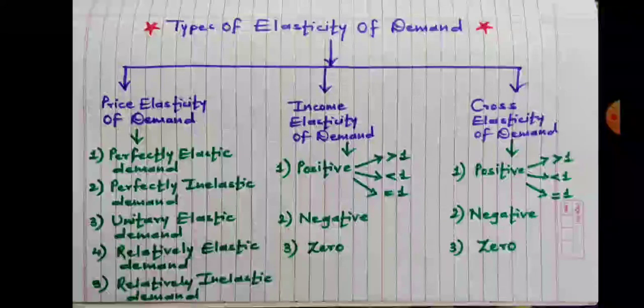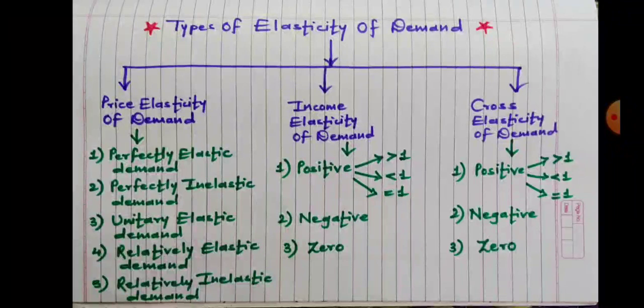Now let us see cross elasticity of demand. There are three types of cross elasticity of demand. Positive cross elasticity of demand. Number 2, negative cross elasticity of demand. And number 3, zero cross elasticity of demand. So positive cross elasticity of demand is classified into three types: greater than 1, less than 1, and equal to 1. But you have to study only price elasticity of demand in detail. Okay, in your syllabus, types of income elasticity of demand, this part is deleted, and types of cross elasticity of demand, this part is also deleted.